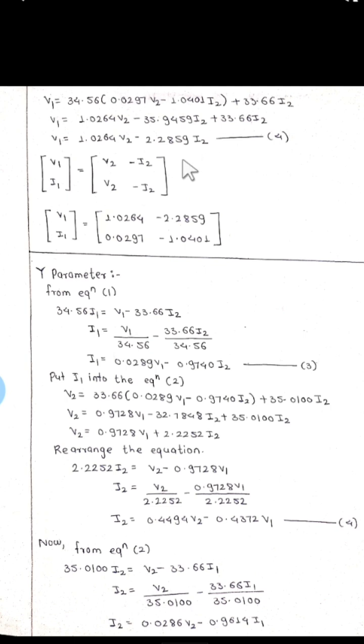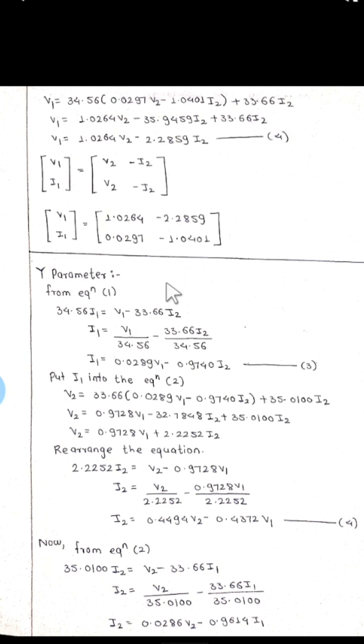We know the ABCD parameter matrix, that is V1, I1 is equal to, in the first row V2, minus I2, and in the second row also V2, minus I2. By equation number 3 and equation number 4, we completed this matrix. First we see equation number 4, then put here the V2 value and again write the I2 value. Similarly, we see the third equation and write the first V2 value and second I2 value. Here we completed our third, that is ABCD parameter.